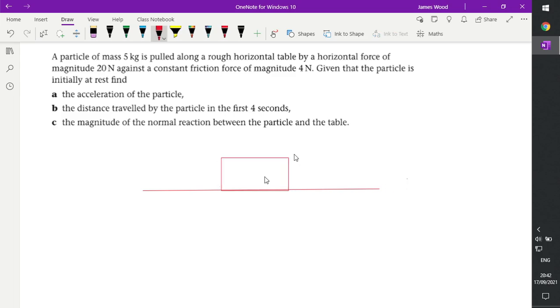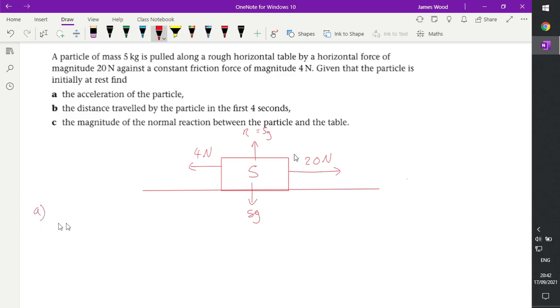Okay, so there's our object. It weighs 5 kilograms. It's pulled along a rough table by a horizontal force, so there's a force this way of 20 newtons, and a constant frictional force, so trying to stop it, of 4 newtons. We can also label the weight on here, so we've got a weight of 5g, and we'll have a reaction force R, which in this case is also going to be 5g, assuming that it's not lifting up off the table or anything like that.